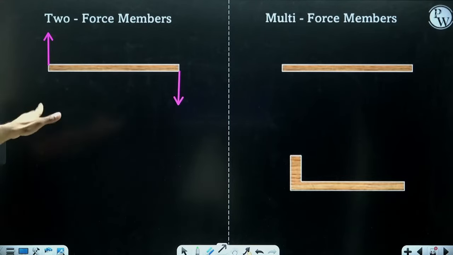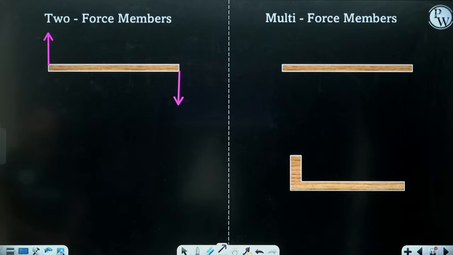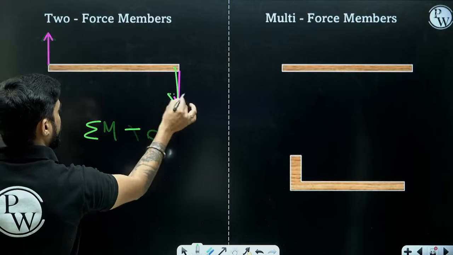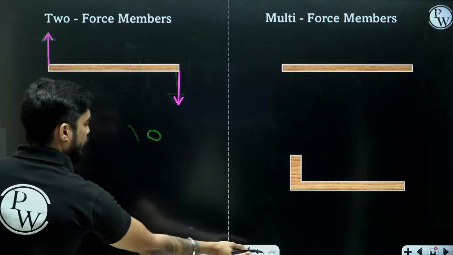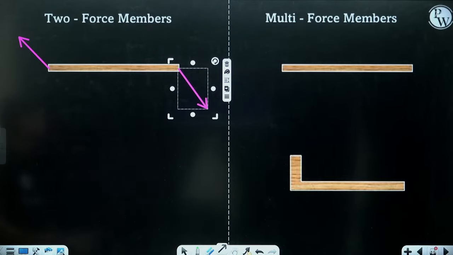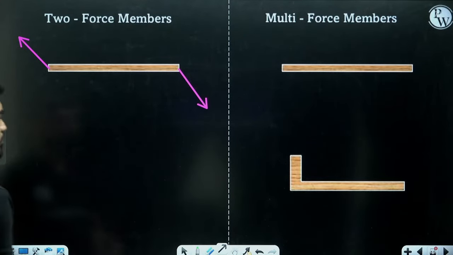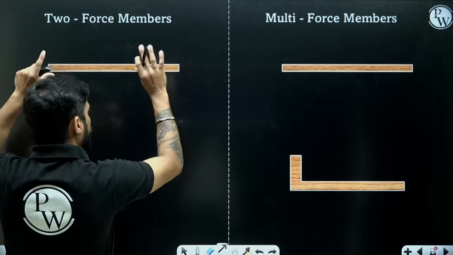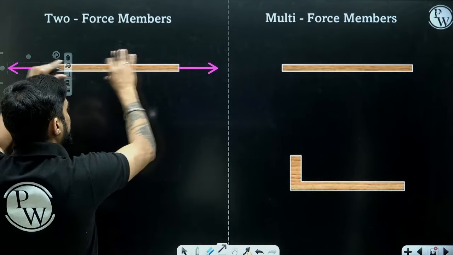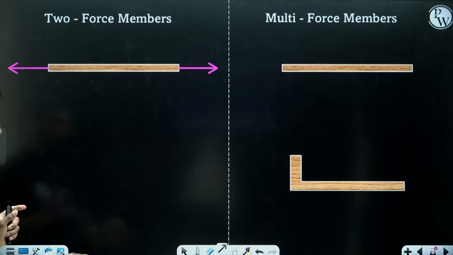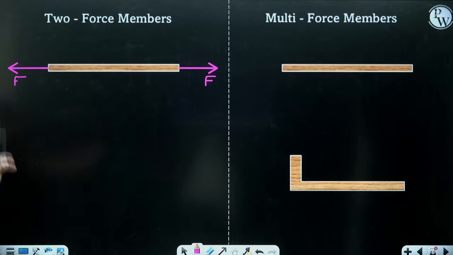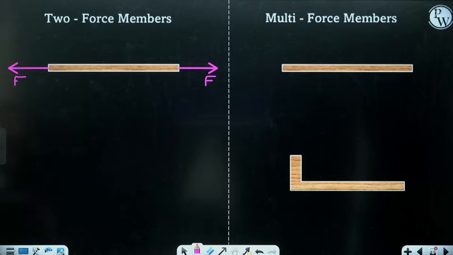Now, can you have the member subjected to two forces like this? No. Because in this case, it will not be in equilibrium. Net moment will not be zero. This force and this force, they will form a couple. So it will not be in equilibrium, right? Now understand, can you have forces like this? Still no. Because in this case also, it will form a couple. So if it is subjected to forces only at the ends, those forces can be only like this and this. In this case, they will not be forming any couple. And these two forces must be equal and opposite only. Okay. So this is known as a two-force member. Why? Because it is only subjected to two forces.